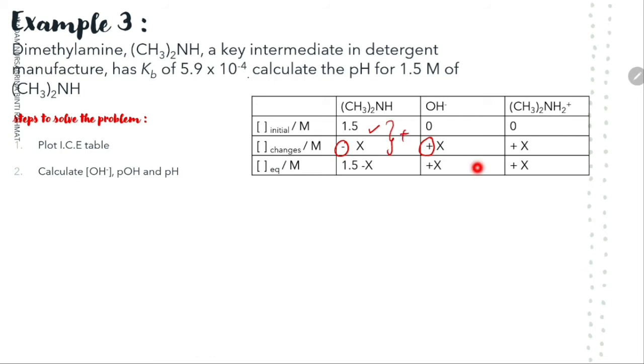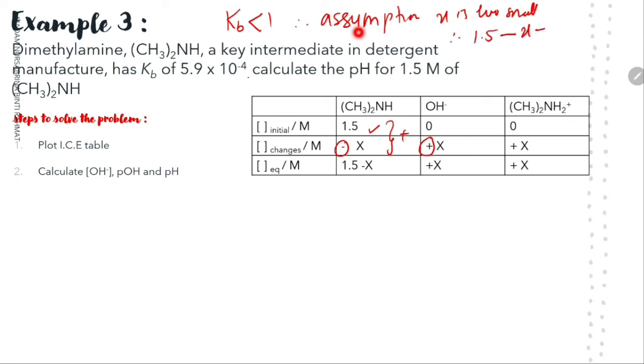Your Kb value is so small, it's less than 1. That means we can make an assumption: X is too small. Therefore, 1.5 minus X is approximately equal to 1.5. Because Kb is so small, we can assume X is too small. Never mind, this assumption is going to be justified at the end of our calculation.